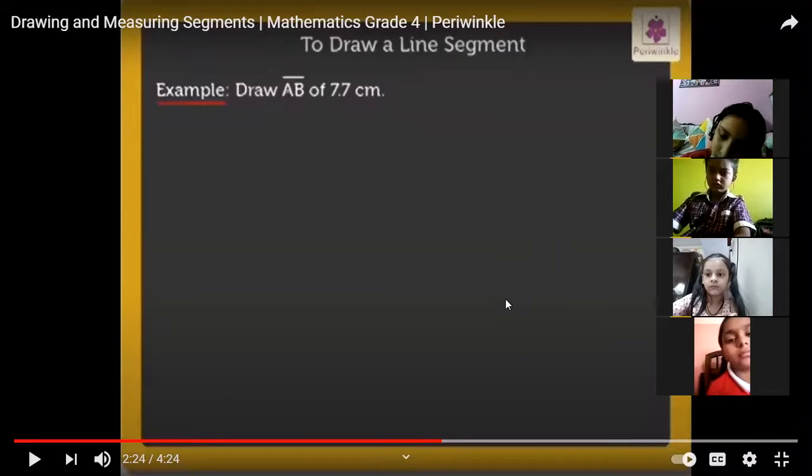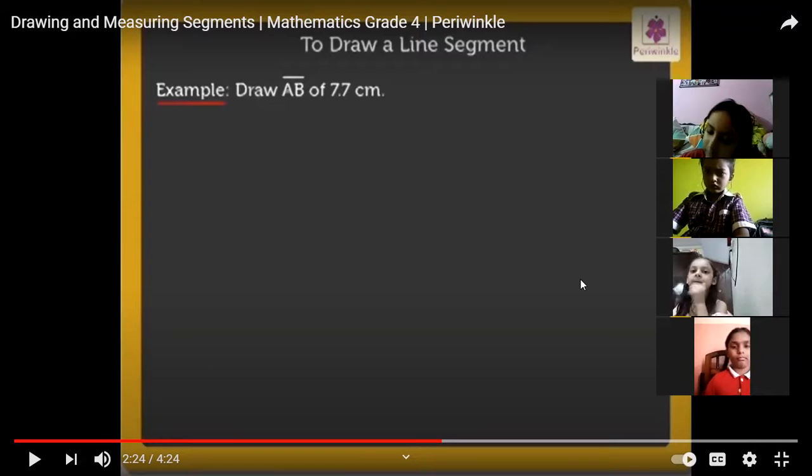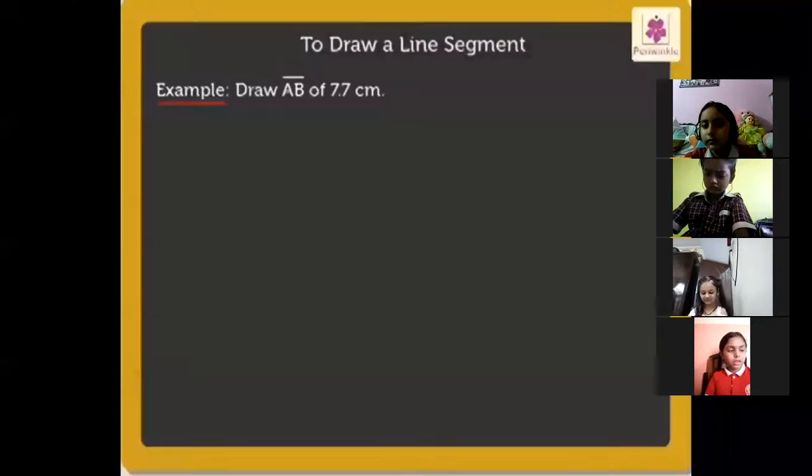So now, first of all, we are going to discuss. Yes, Vanshika, can you tell me the first step? Yes, ma'am, first we have to draw a starting point from 0. Very good. We will always start from 0. Segment AB of 7.7 is drawn like this.